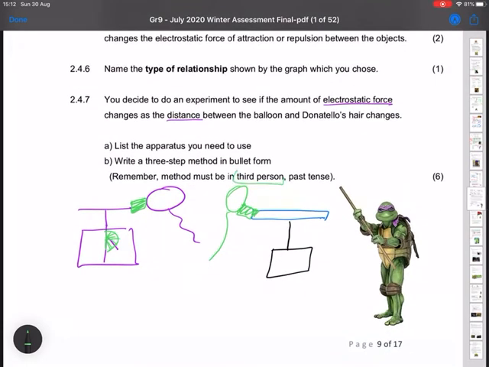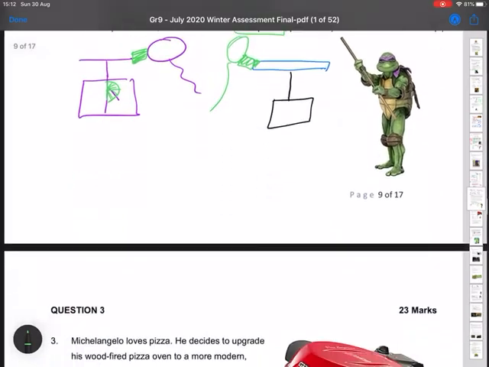Method should have been in third person. So you don't say, I would do this and then I would do that. I would bring the balloon, I would rub the balloon against my hair. You say the balloon would be rubbed against human hair. No I or me in your method, please. And past tense: the balloon was rubbed, not rub the balloon against the hair. You do it like you did it yesterday, past tense, because that's how we do things in science.